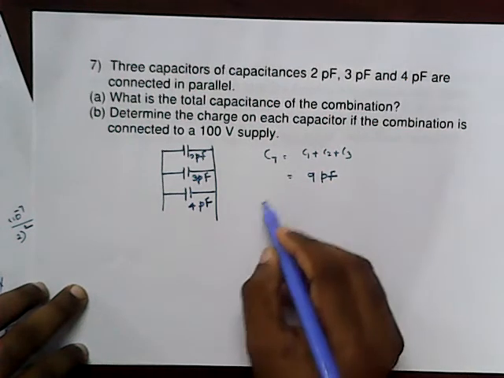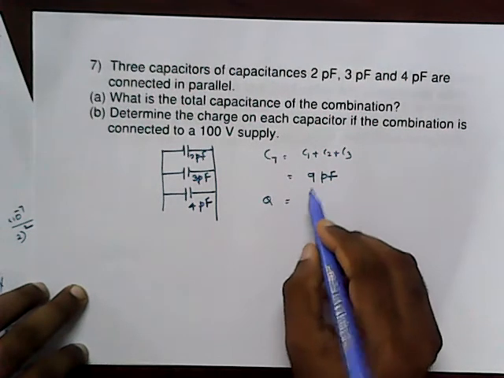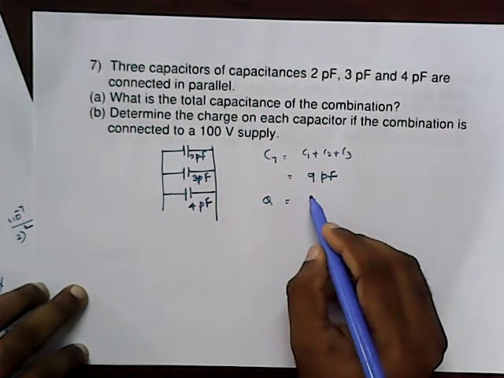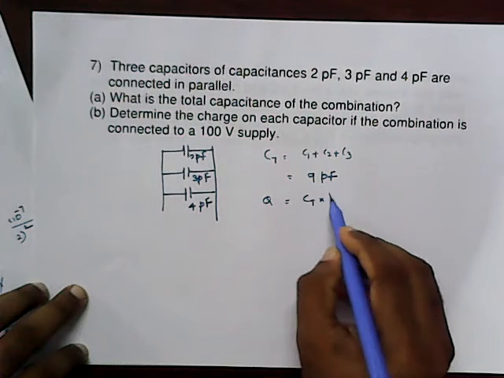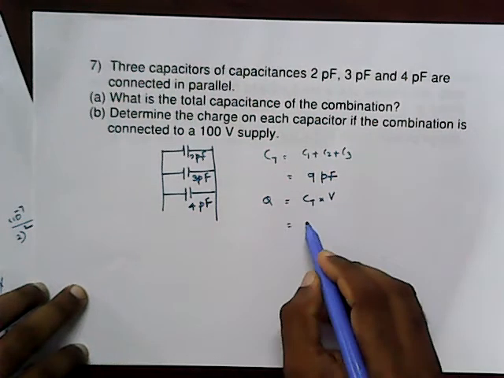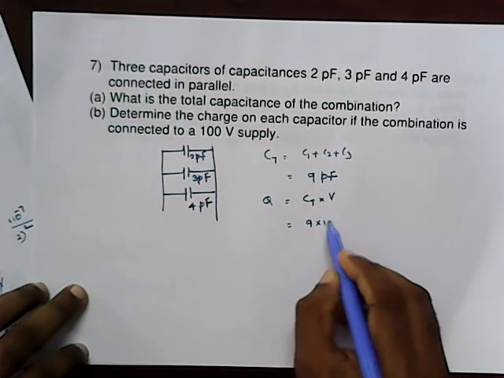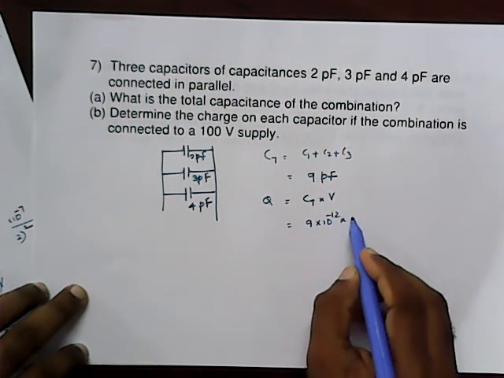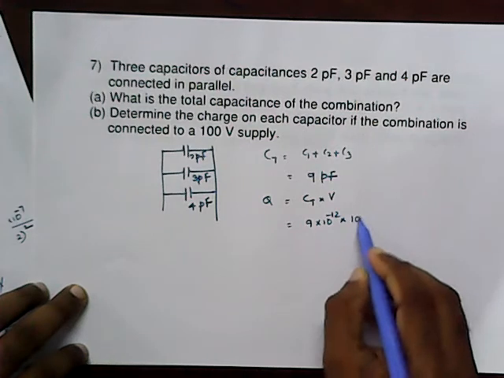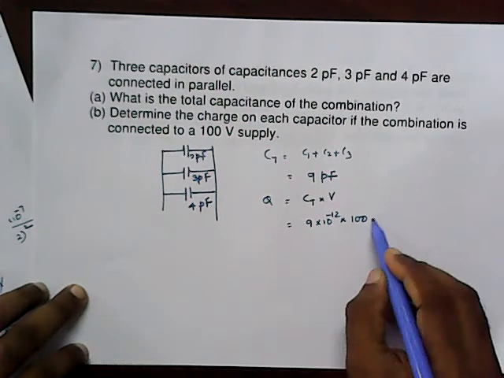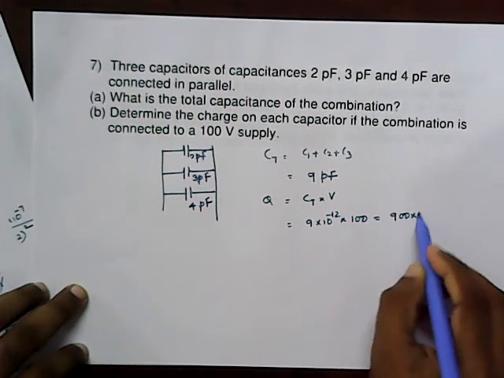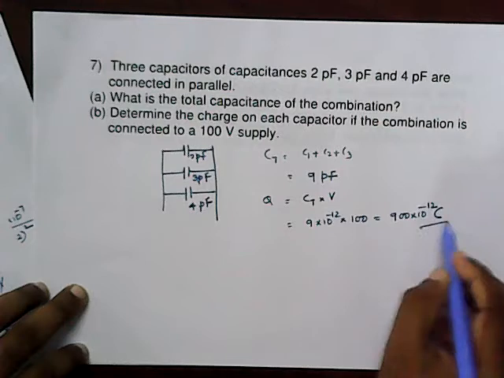Based on that, we can easily find the total charge flowing. That is equal to the total capacitance into the potential, which is 100. So that is 9 into 10 raised to minus 12 into the potential 100, which is simply 900 into 10 raised to minus 12 coulomb.